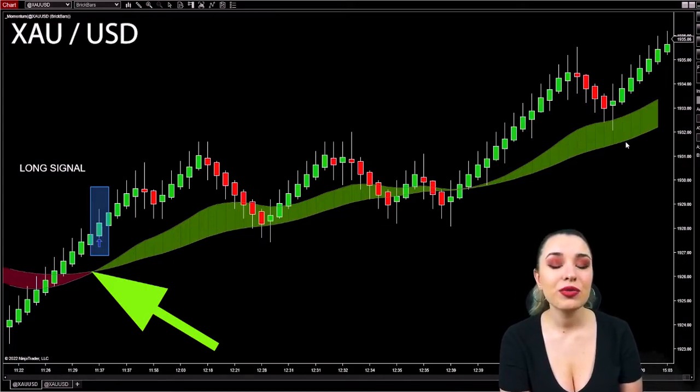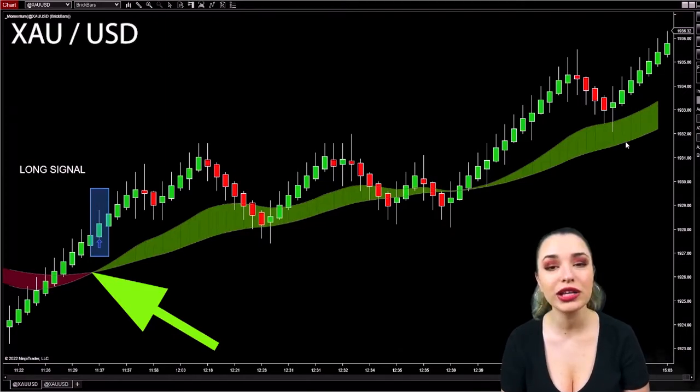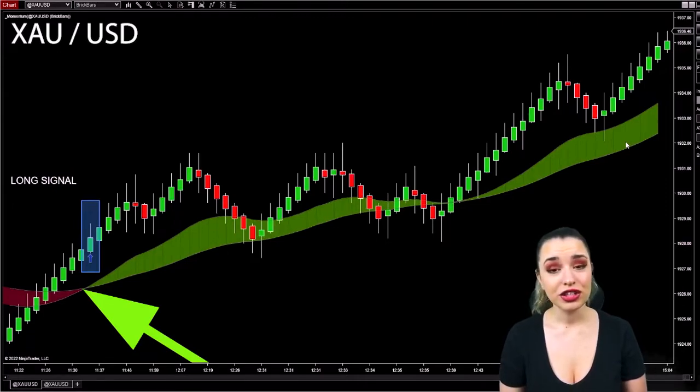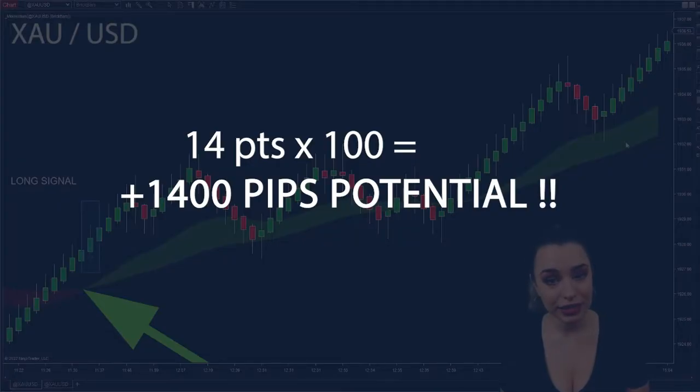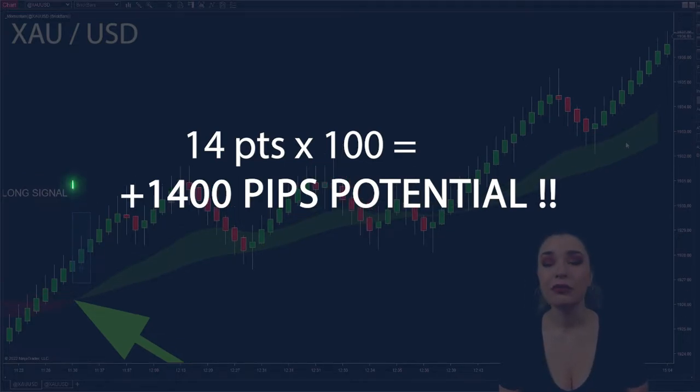For those of you who are new to the channel and maybe to the gold forex trading strategies itself, points are not pips. I just wanted to make that clear, but don't worry, because it's a really straightforward and easy way to calculate your pips based on your points. You just need to take the number of points that you have and multiply it by 100, and there you have it, your pips. In this case, we take the number of points, which is 14, multiply it by 100, and we have 1,400 pips.